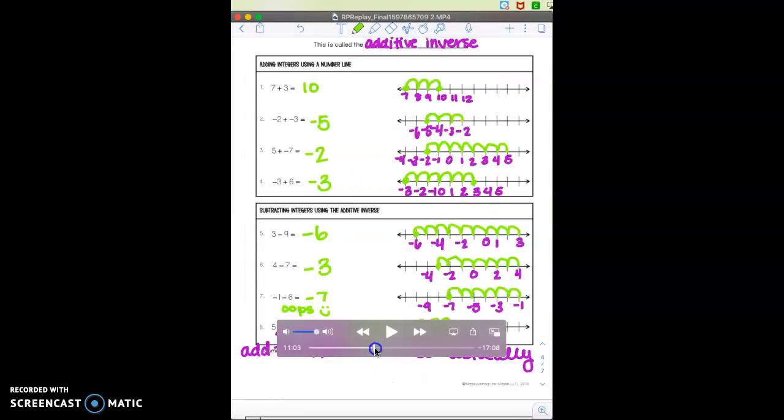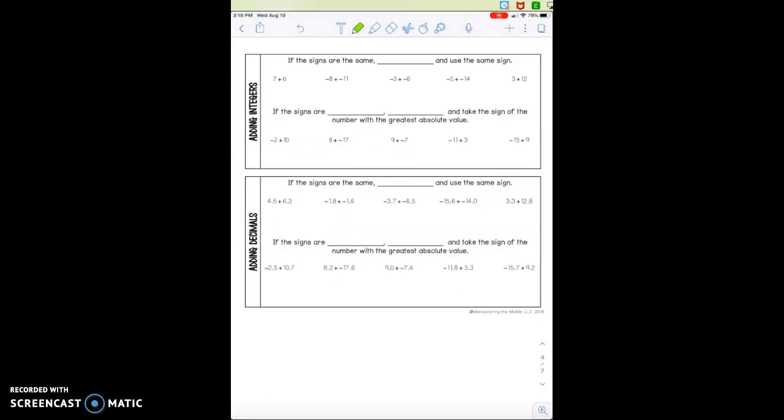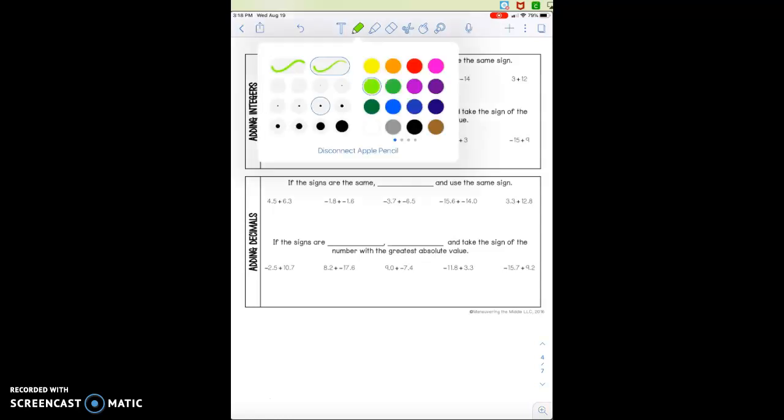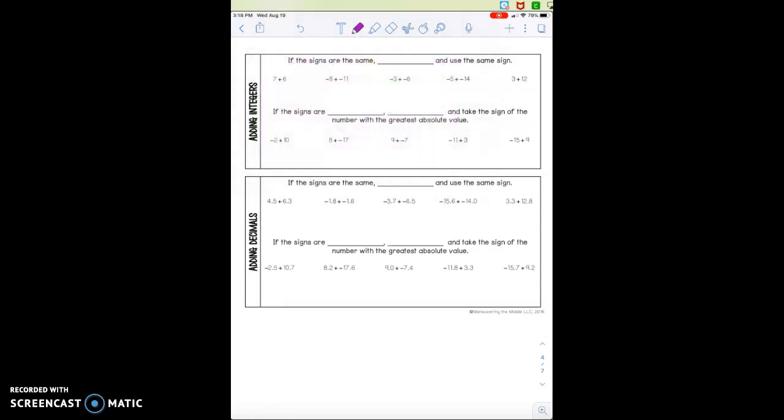You guys know how to do that, I am sure. So our next thing. If your signs are the same, like I said earlier, you are going to add and use the same sign. So 2 positives, you get a positive. 2 negatives, you get a negative. That is very self-explanatory. I'm not going to spend time going over that part with you, because we all know how to do addition.